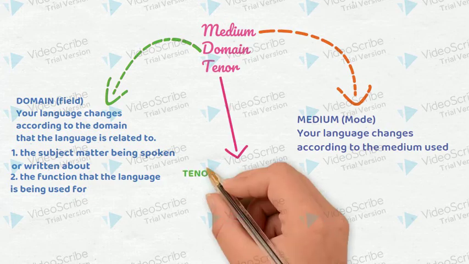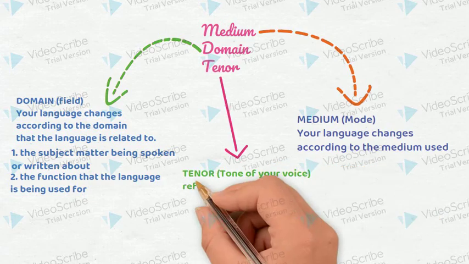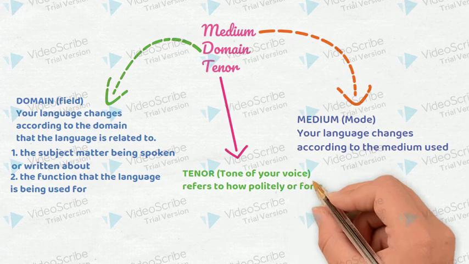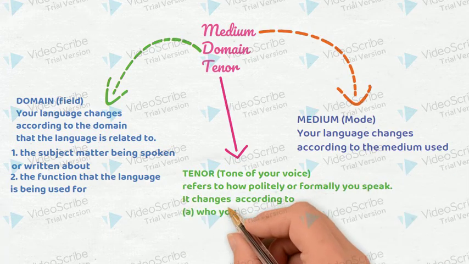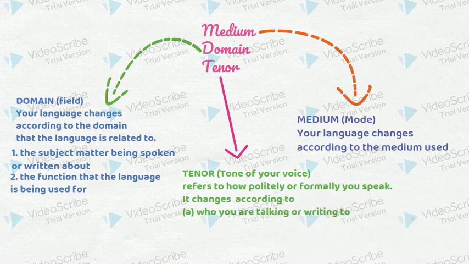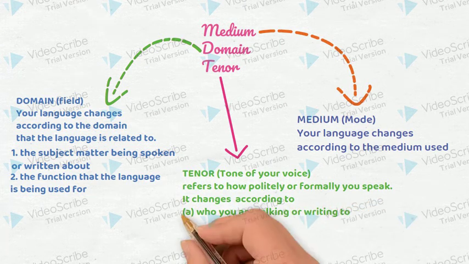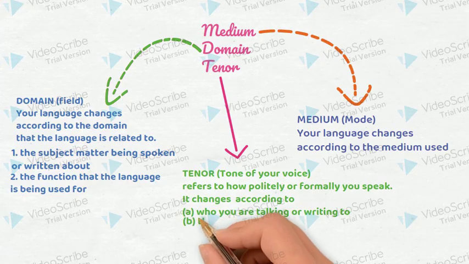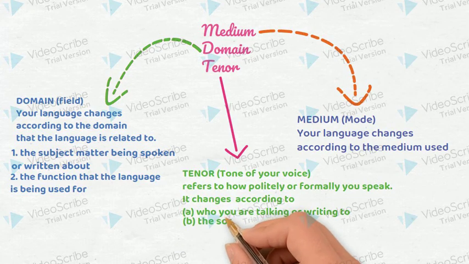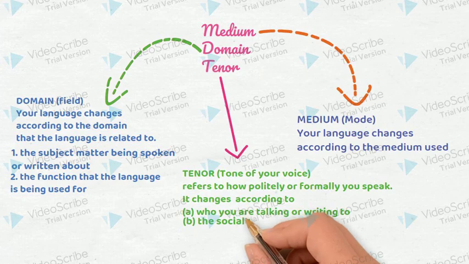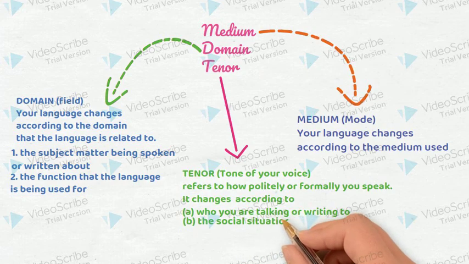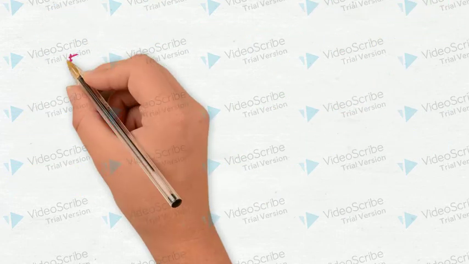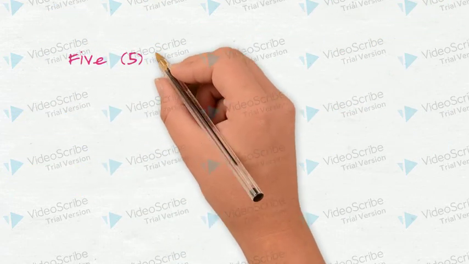Finally, tenor or tone of the voice refers to how politely or formally you speak. It changes according to A. Who you are talking or writing to, such as the language we use when talking to close friends compared with strangers or people who are socially distant from us. And B. The social situation. For instance, a child whose mother is a teacher will talk to her in a different way depending on whether they are at home or at school.